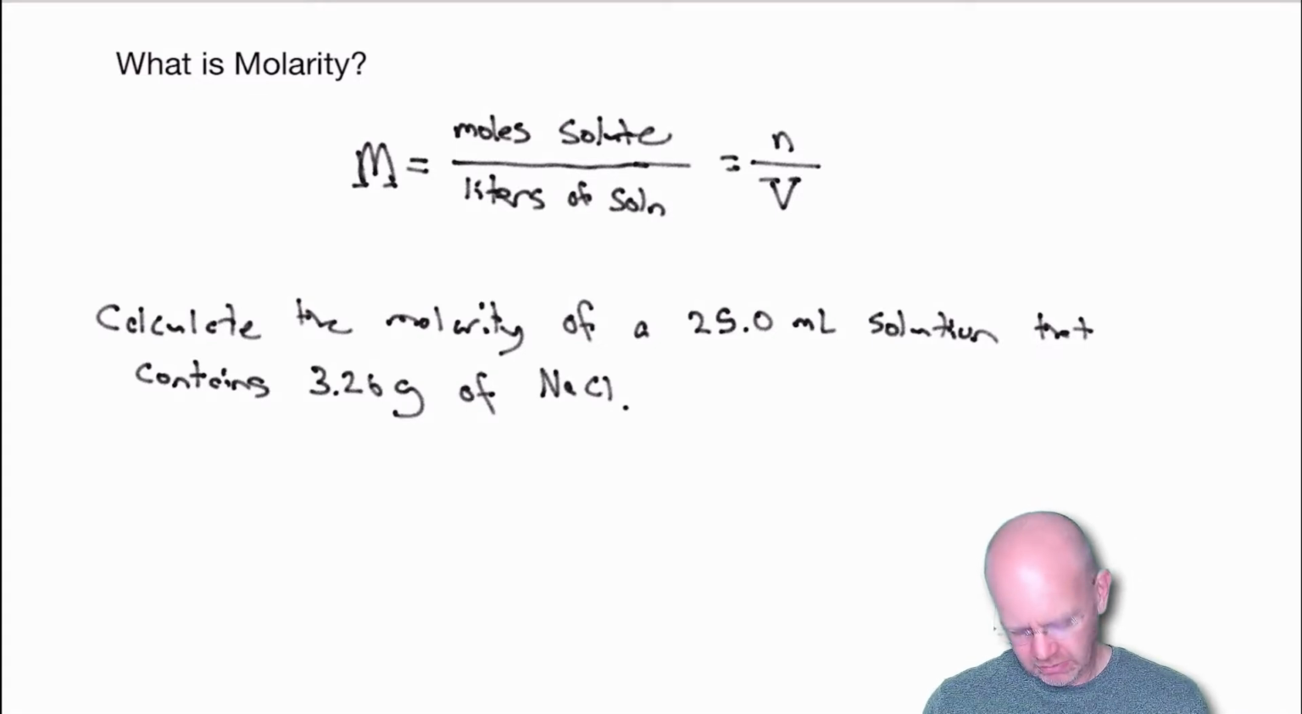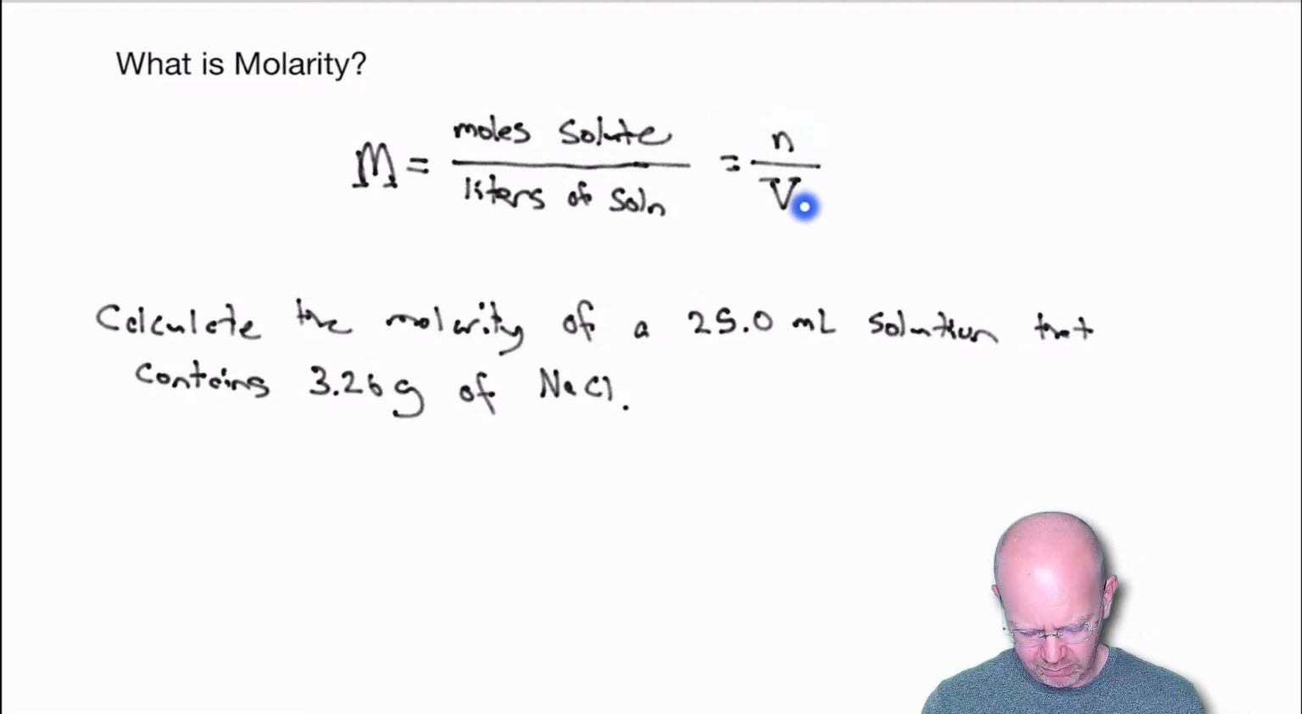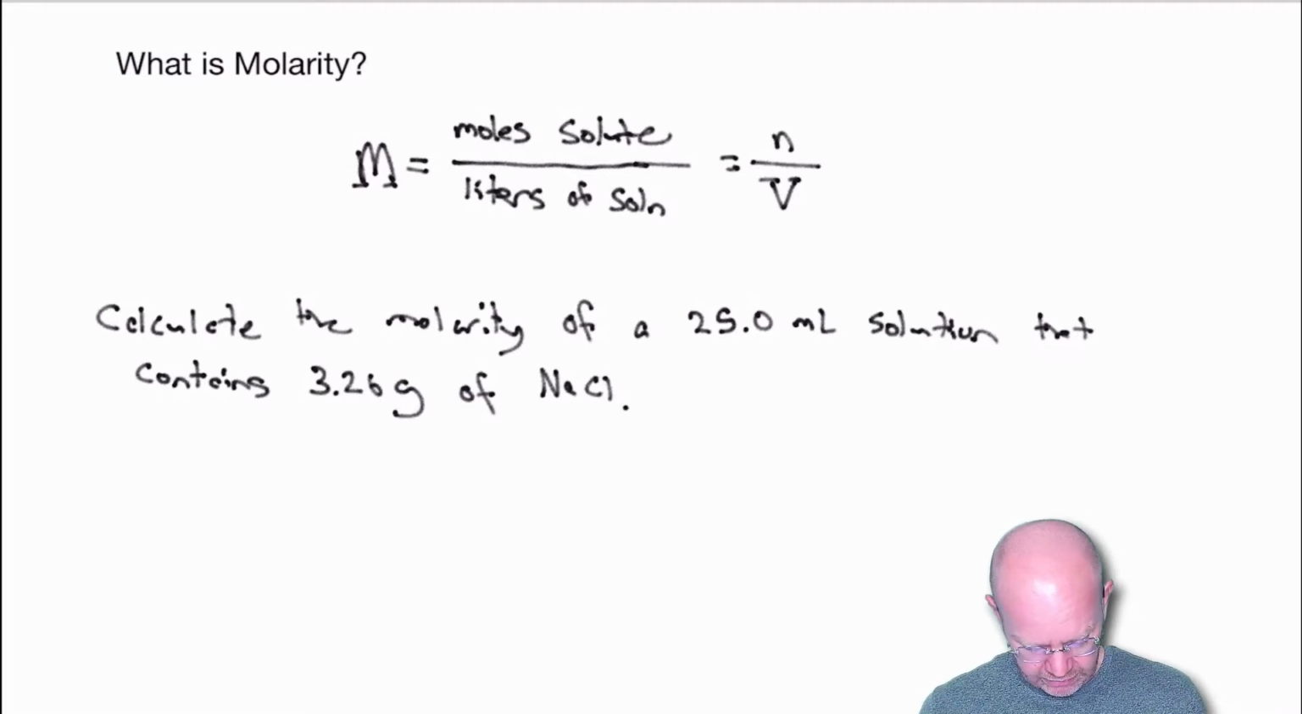Our shorthand notation for moles is a lowercase n. So if we want to do a shorthand notation for molarity, we could write lowercase n divided by V. And importantly, V is the volume in liters. Let's do a quick example of how we might calculate the molarity of a solution. Say we had 3.26 grams of sodium chloride dissolved in a 25 milliliter solution. Let's think about what the molarity of that solution is.